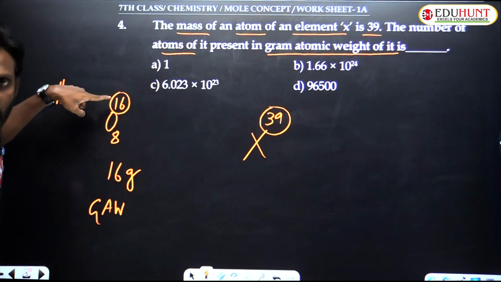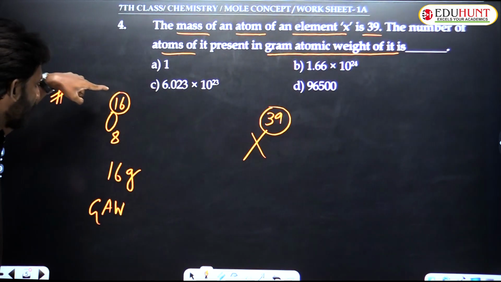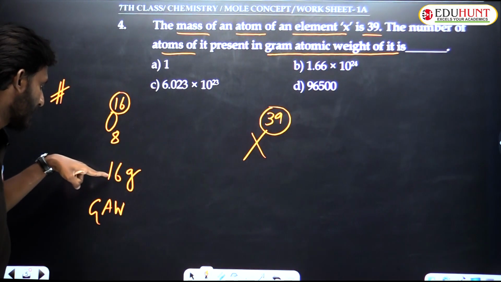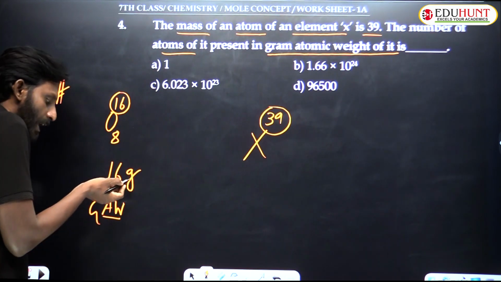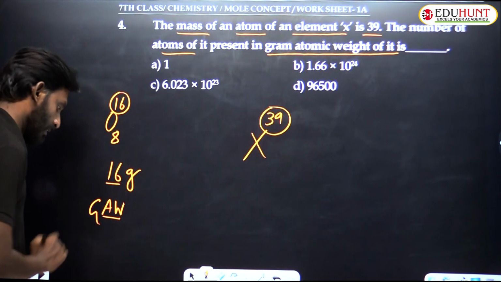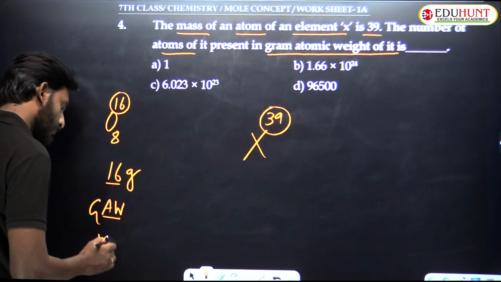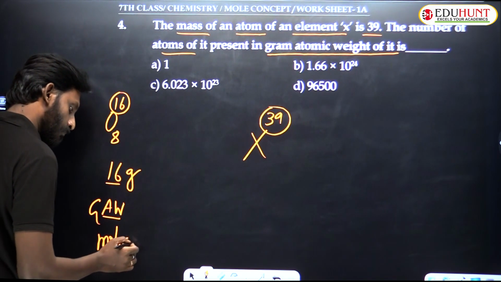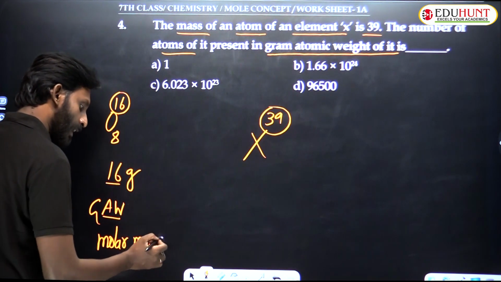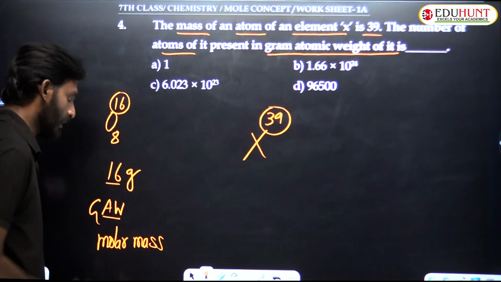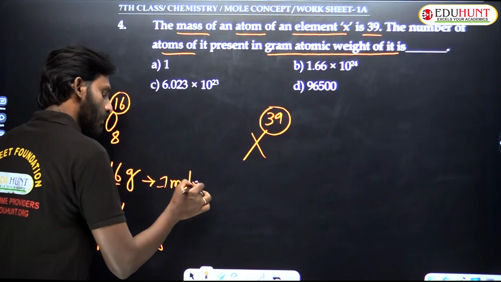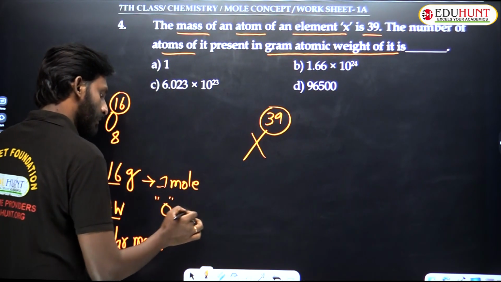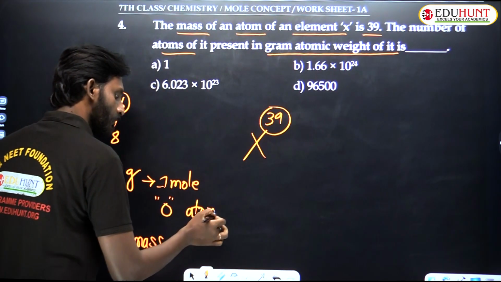So 16 is the mass number. By looking at the mass number, I have written 16 as the atomic weight. 16 is the atomic weight expressed in grams, gram atomic weight. But this gram atomic weight can be called molar mass. Why, sir? Because we know 16 grams is the mass of 1 mole of oxygen atoms.